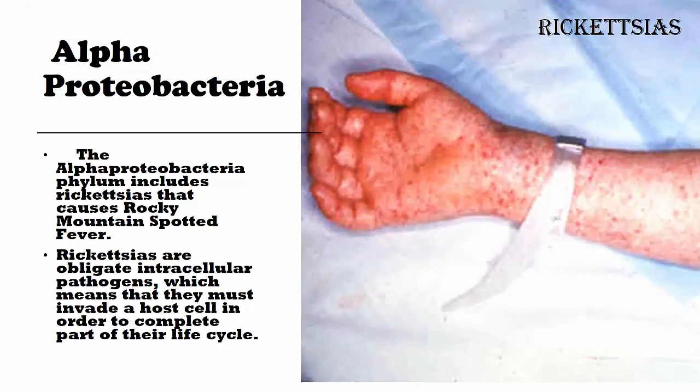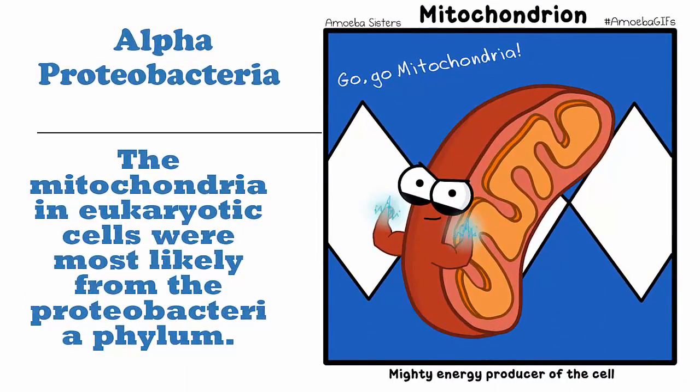The alpha proteobacteria phylum also includes some pathogens. The rickettsias, for example, are pathogens within the alpha proteobacteria phylum that cause Rocky Mountain spotted fever. Rickettsias are obligate intracellular pathogens, which means that they must invade a host cell in order to complete part of their life cycle. The mitochondria in eukaryotic cells were most likely formed from the alpha proteobacteria phylum.